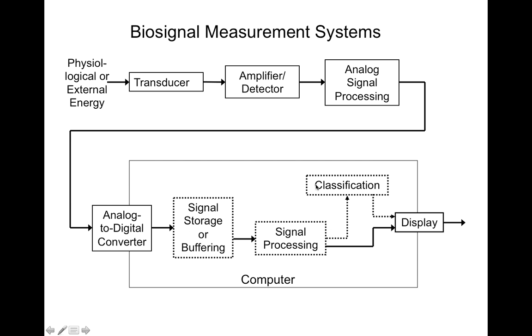This represents a system that is not necessarily real time. So this would be a system, for example, where we're acquiring a signal and then we're going to do something to it later. There are also real-time signal processing systems, and sometimes those will have feedback loops that then control other things.